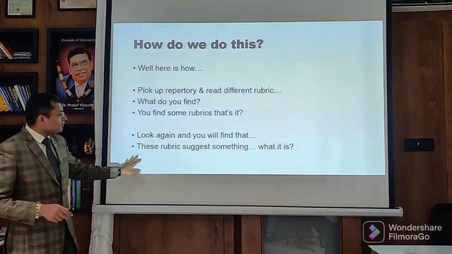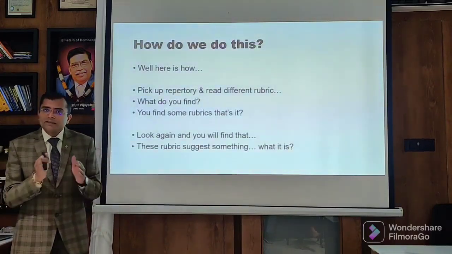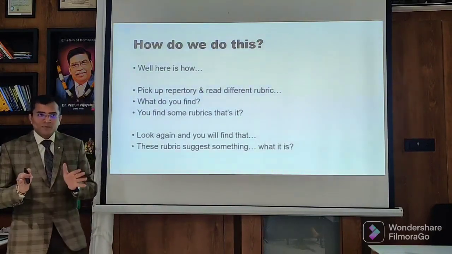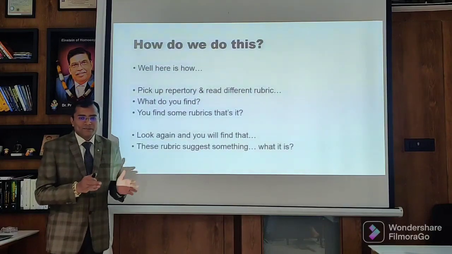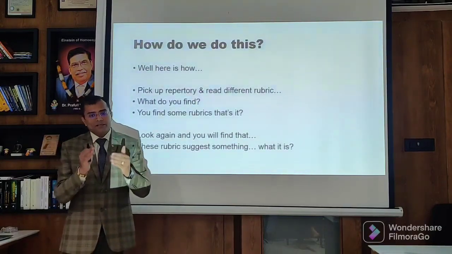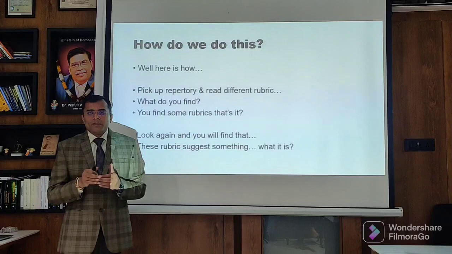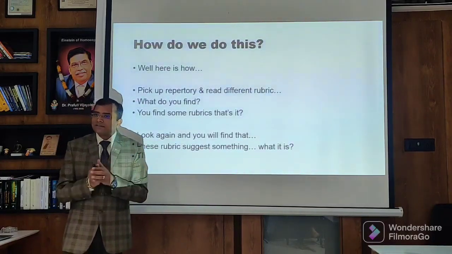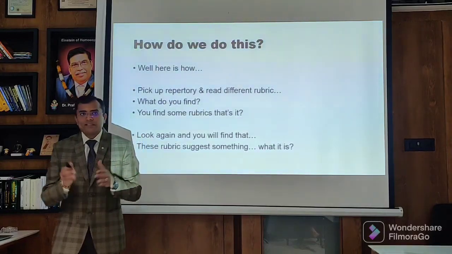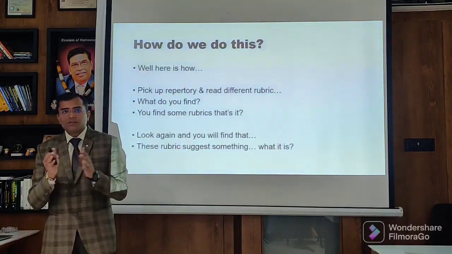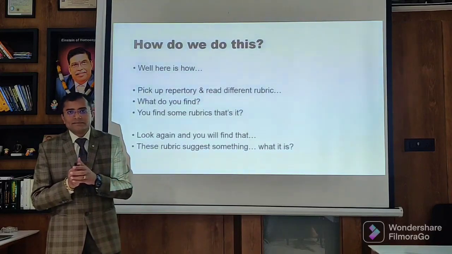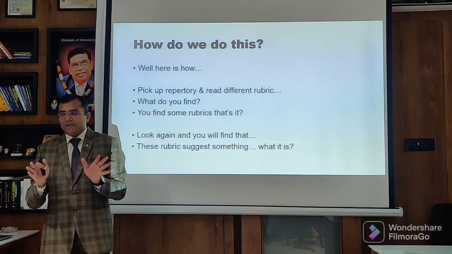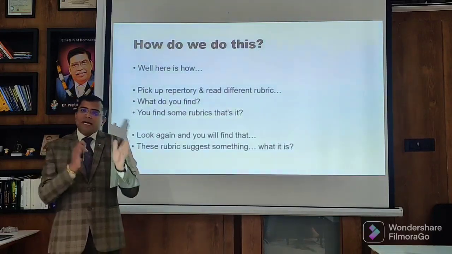Then look again, and you will find something. What will you find? This rubric suggests something. So there are some rubrics which suggest something. What is it? Tell me. What can a rubric suggest? You have read some rubric, then you understand that. Look again at that rubric. You understand, yes, this rubric tells something. What does that rubric tell us? So for example, absent-minded. What does that rubric tell us? We read absent-minded. Now what is the meaning of the mind is absent?